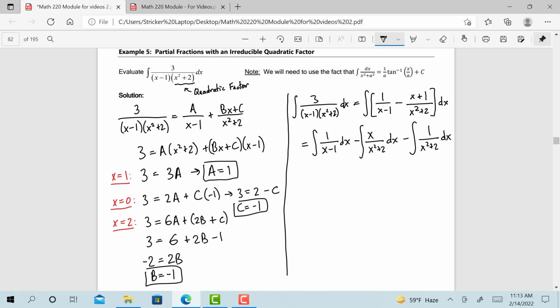Now, the last integral, the 1 over x squared plus 2, we're going to use this fact that I just boxed up there as part of your notes. We're going to use that to evaluate the second one. But what method are we going to use for the middle integral? You think about that for a second. What method would we use there?